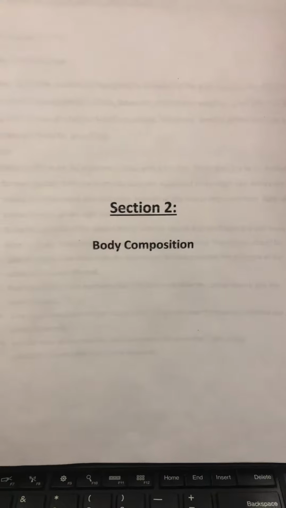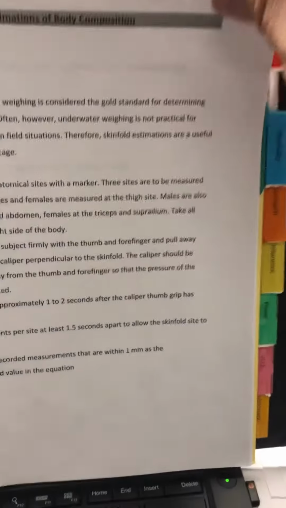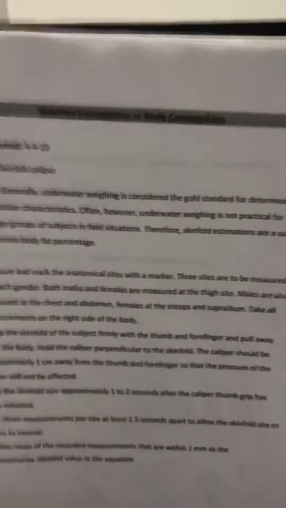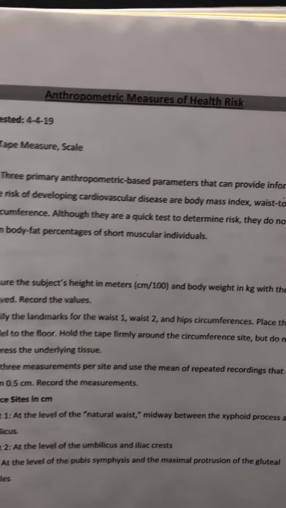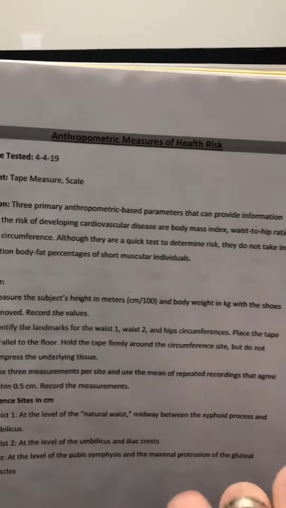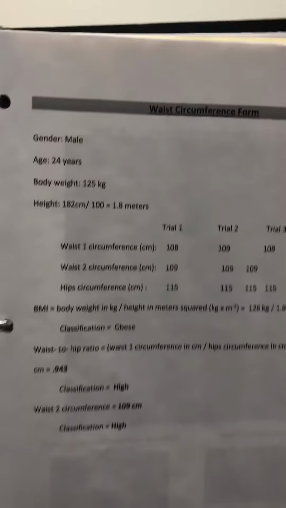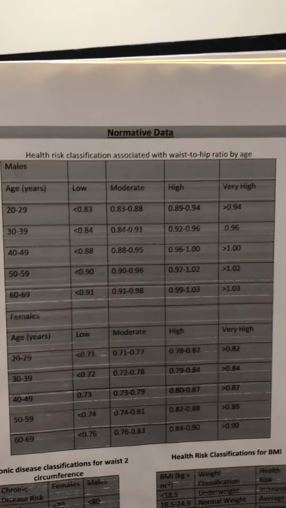Next one is body composition. And this is skin fold, this particular part. If you can't find calipers to do skin fold, then I at least want you to do waist measurements. So go ahead and do the description, procedure, and go ahead and put the form together. And then also have it compared to normative data.